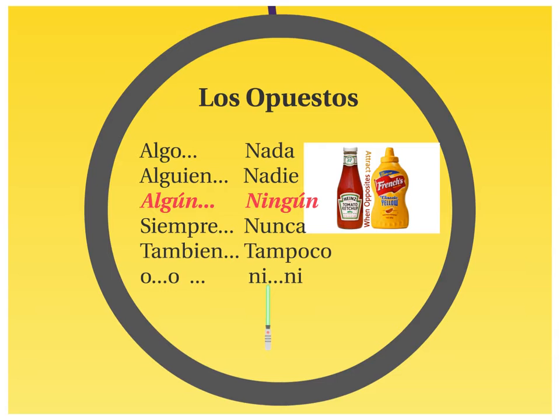Ni, neither, nor. So if you are asked to find the opposite of alguien, your answer would be nadie, because with someone you have no one. If I said find the opposite of nada, you would say algo, because you have nothing, now you've got something. So the best way to learn this is opposites attract.